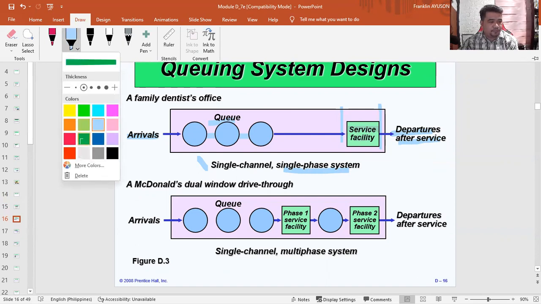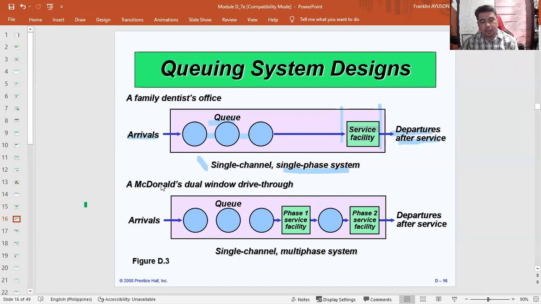On the other hand, let's say in the case of McDonald's, drive-through window. And so, pag magda-drive-through tayo, they have dual window drive-through method. So, in which, merong queue, merong service facility 1 or phase 1 of service facility. Actually, tatlo nga yan sa Pilipinas.